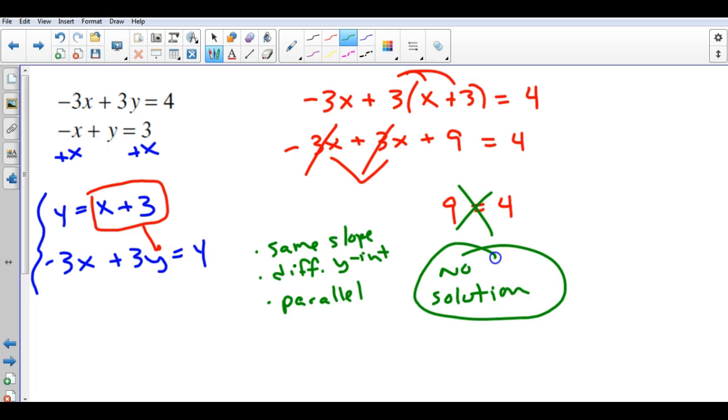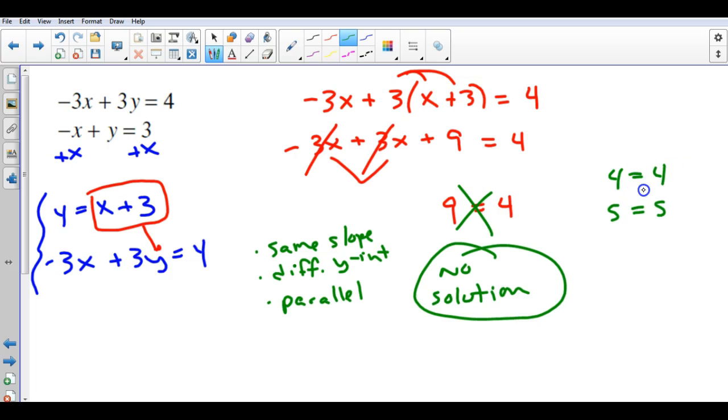So you're going to know that when you're solving these problems, if you end up with something at the very end that is not true, if you end up with 9 equals 4, that is not true at all. What that means is that your system has no solution. If you were to end up with something that says 4 equals 4 or 5 equals 5, these are really good things. What that means is that these are true. That means that you would have an infinite number of solutions.